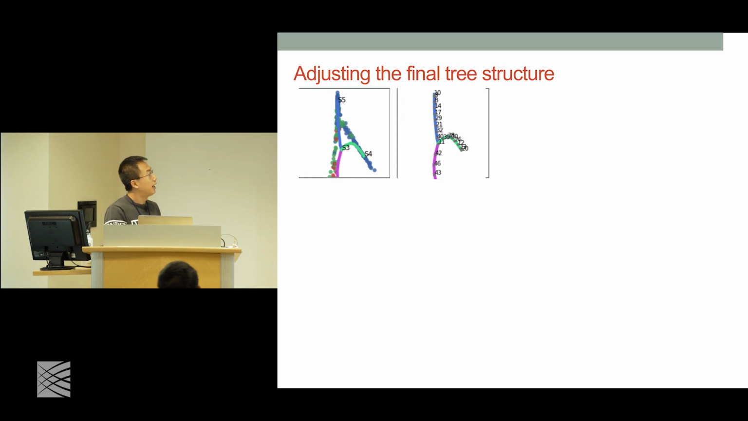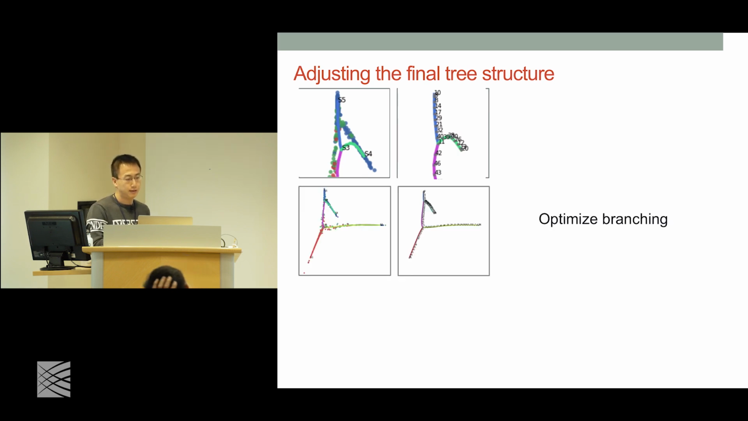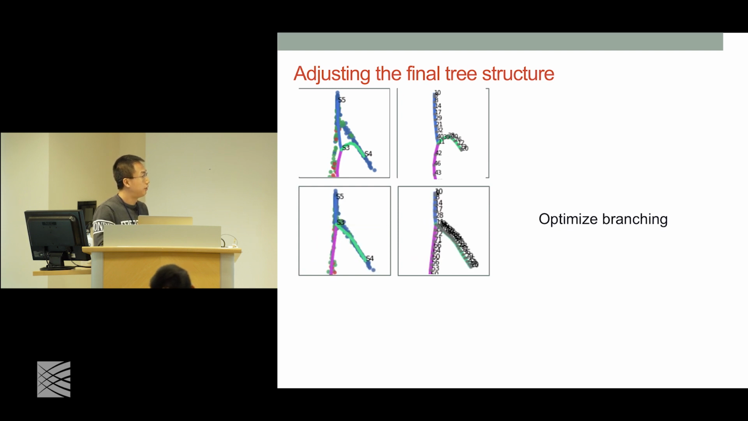So the problem here is that sometimes the branching point is okay, but not ideally captured, because we are hoping the branching node should be here instead of here. So we do some extra steps to optimize the branching point by adding some nodes locally, because this step will be super fast. By adding more nodes locally around the branching point, we can pull the branching node to a more accurate position.